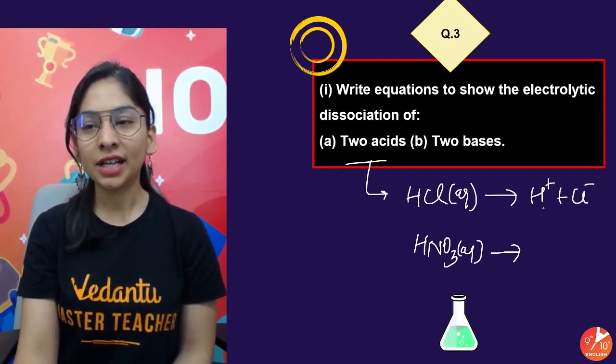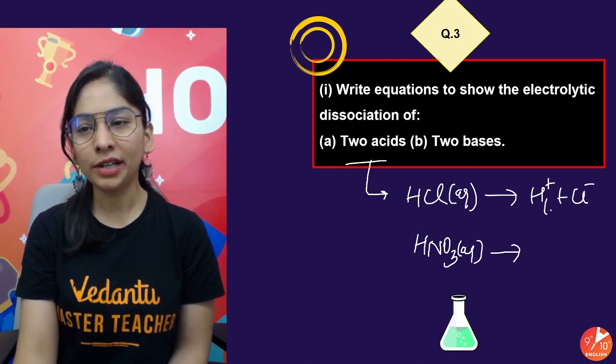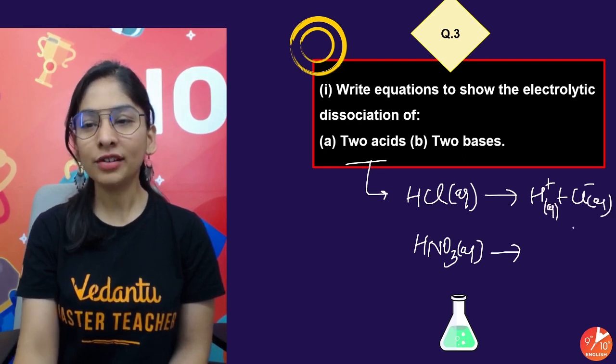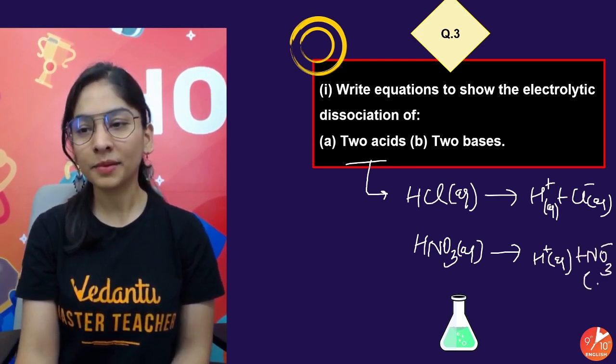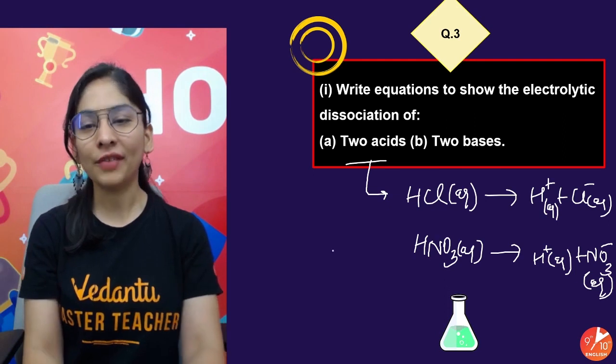So acids, I've taken hydrogen ions, basically hydronium ions with chloride ions. Here H positive aqueous ions. Again, you can also call it hydronium ions and nitrate ions. Okay, this is the example of acids.